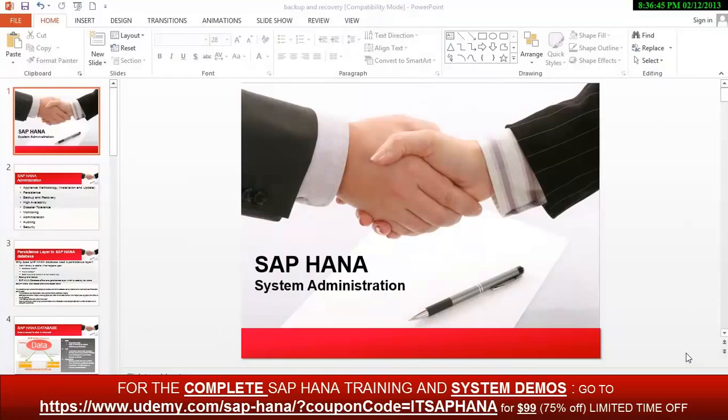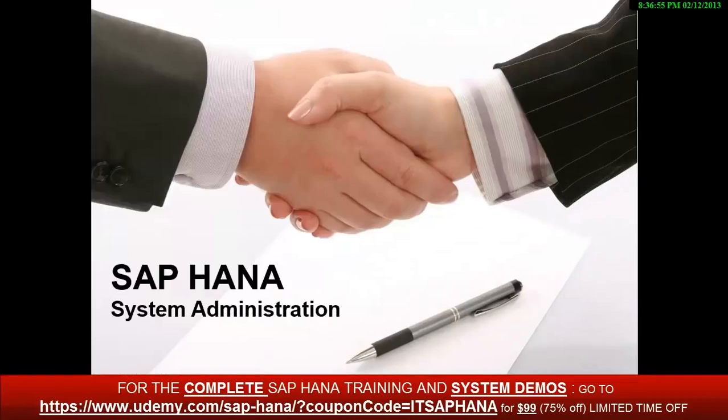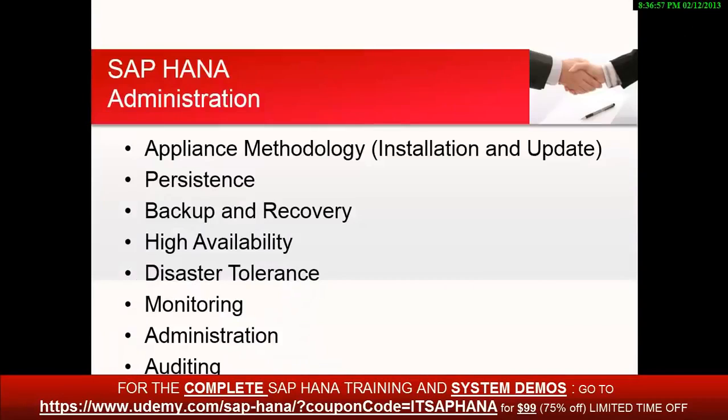Hi, let's get to the next topic for this training, which is SAP HANA System Administration. In this topic, I'm going to cover the appliance methodology. Basically, I'll be talking about the installation and updates, that is, how we are going to install and update the appliance. Next I'll be talking about the persistence layer in SAP HANA, that is, how the in-memory database is kept on the hard drives.